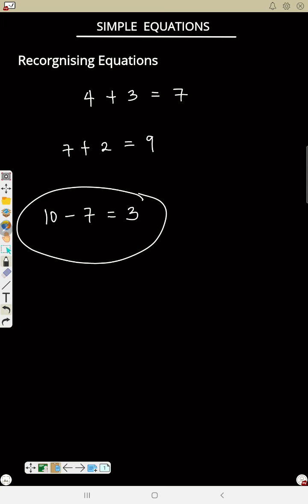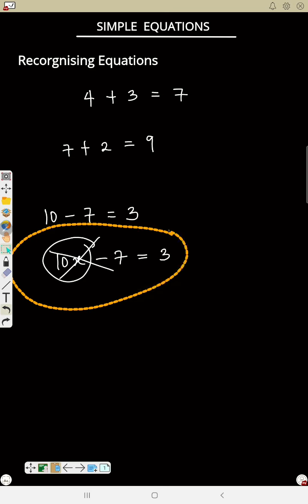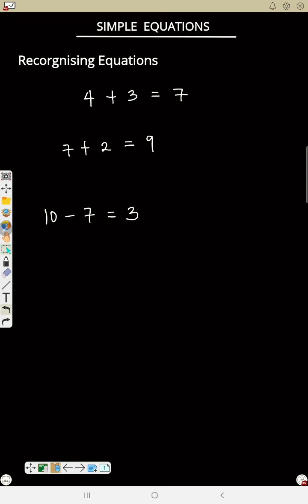Why is it arithmetic equation? Because it does not involve alphabet, like 10x minus 7 is equals to 3. This one involves alphabet, so it's not arithmetic equation. Arithmetic equation will be number only. Again, think of any other one you know. We have 3 plus 6 is equals to 9. This is also arithmetic equation.